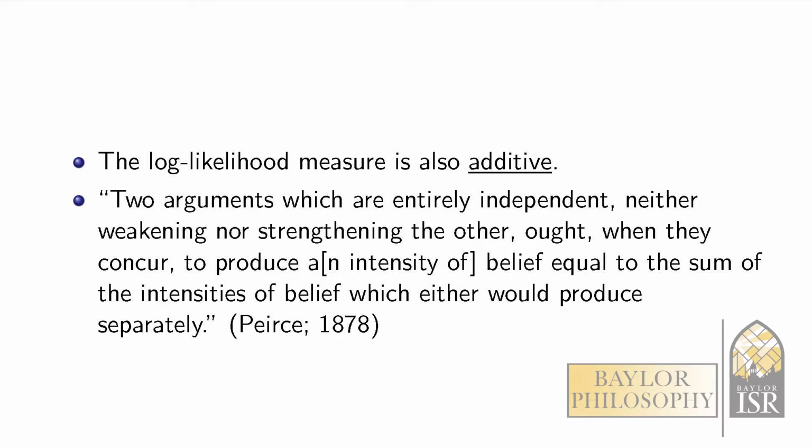C.S. Peirce had this really cool idea that when you have two arguments which are entirely independent, neither weakening nor strengthening the other, when they occur together they ought to produce an intensity of belief equal to the sum of the intensities of belief which either would produce separately. The log likelihood ratio does this in a way. When you have independent arguments, you can literally just add the strength of evidential confirmation.